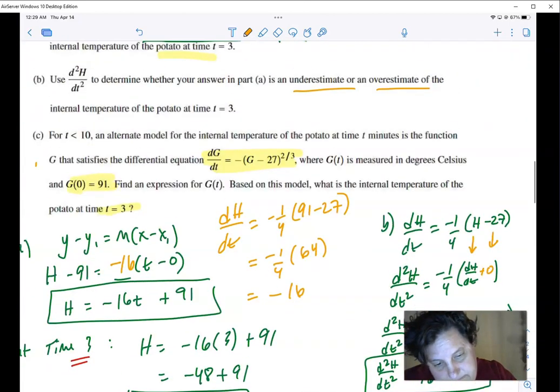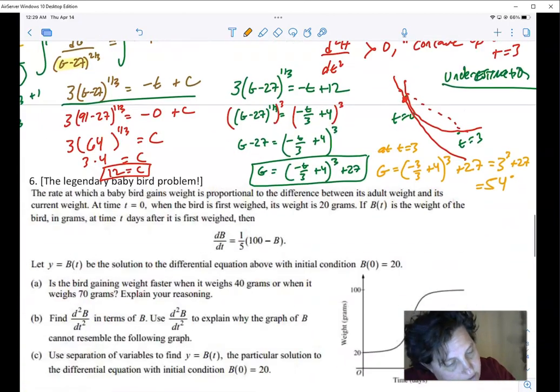What are we in? Freaking Celsius? Okay. Who even uses Celsius? You know what I'm saying?